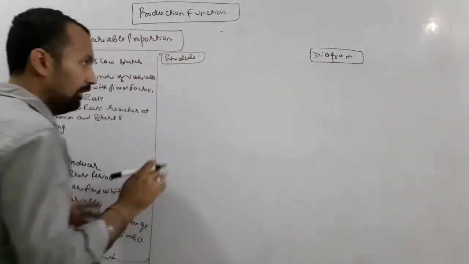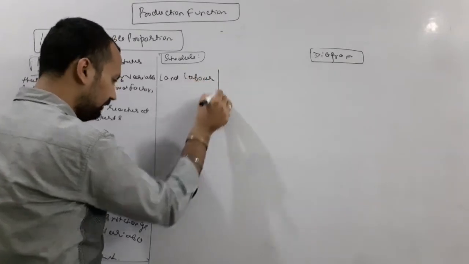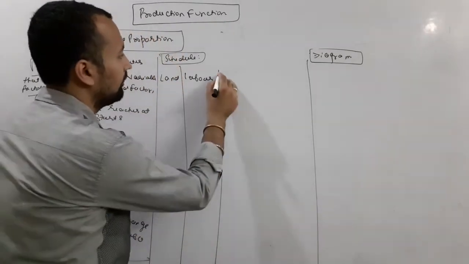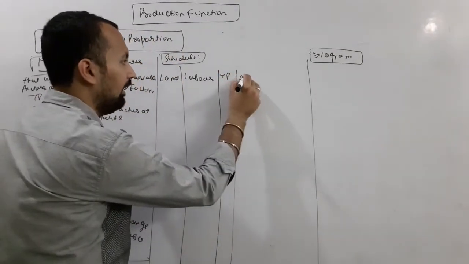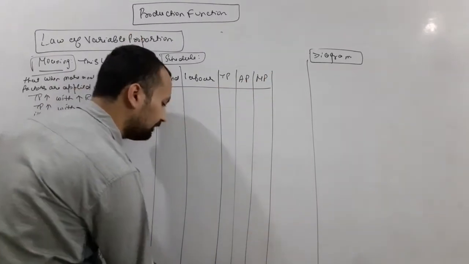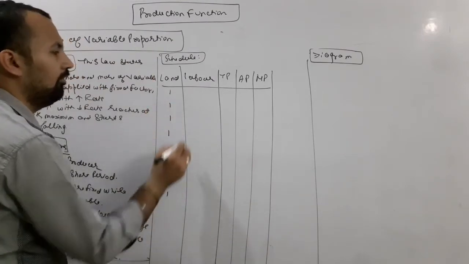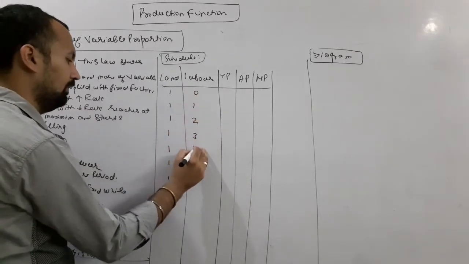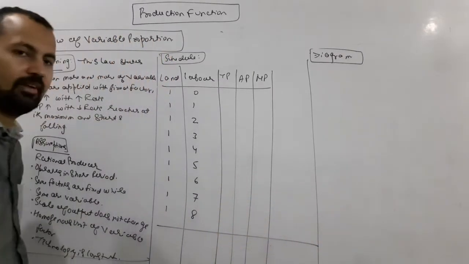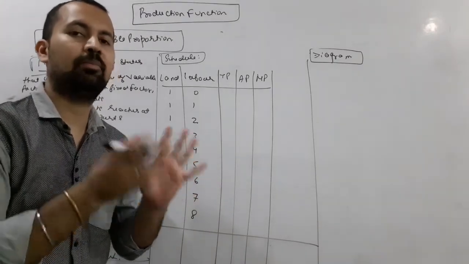Next heading is schedule. It is the most important part, because you will get a number of numericals as per the schedule. Land, labor, TP, AP, MP. One factor is fixed. One factor is variable. Now come to the point. First of all, we will learn the values. After that, I will tell you how to find such values or how to remember them.